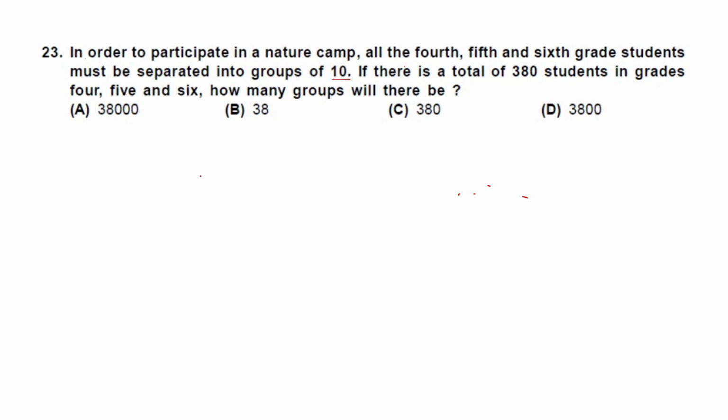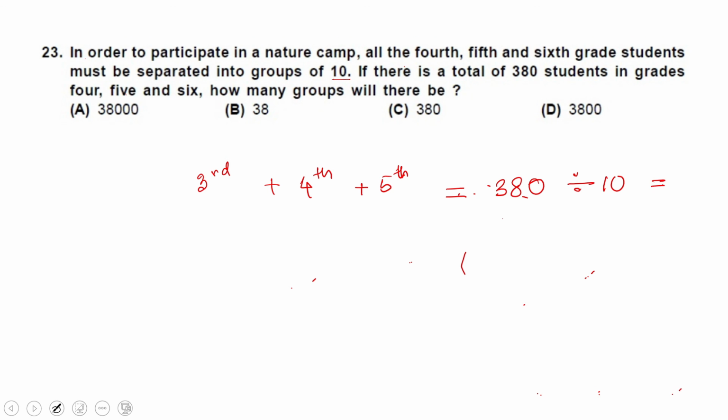So what it says is that they need to be separated in groups of 10. So 380 divided by 10 is the number of groups. That means they need to be separated in 38 groups. Simple answer, option B, 38.